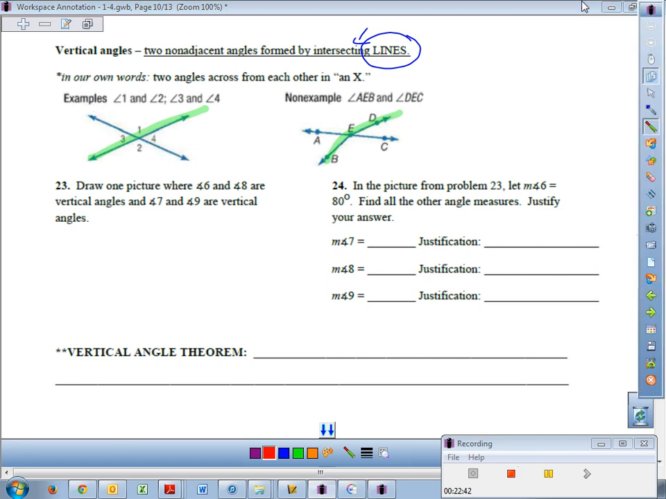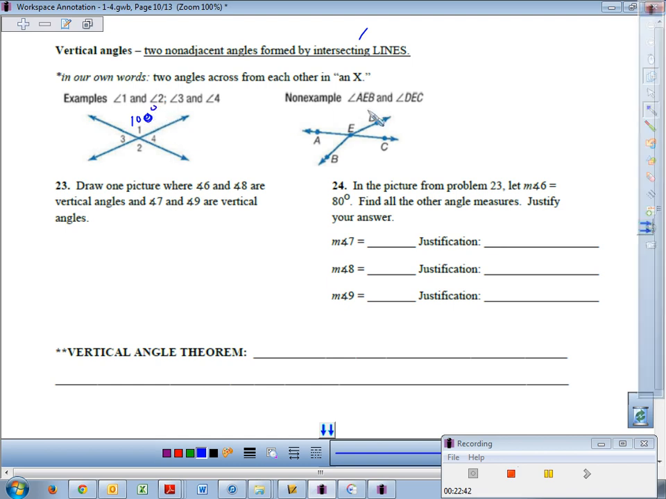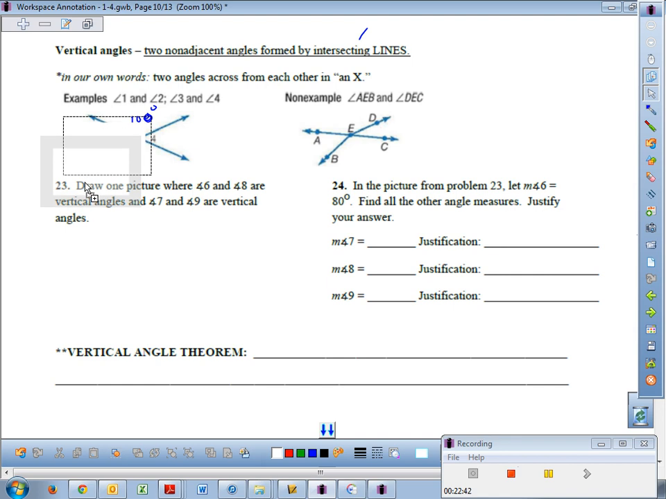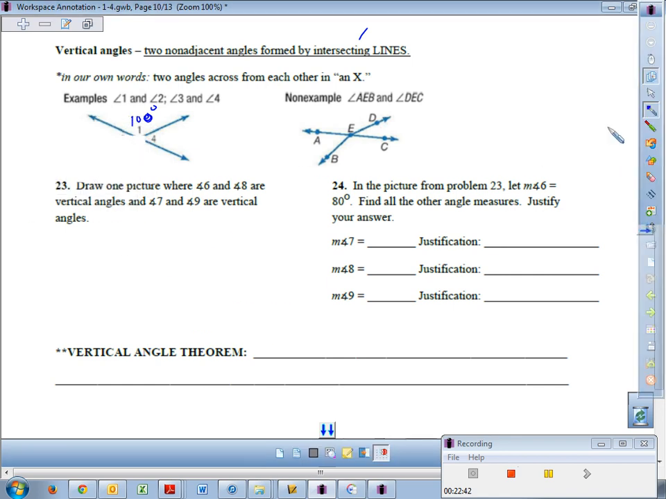So here's what I want to do. Let's make something up. Let's put 100 degrees in here. 100 degrees. Just making that up. Now, let's pretend we don't see that stuff over there. Cool? See these two, angle 1 and angle 4? Anybody know what kind of angles angle 1 and angle 4 are?